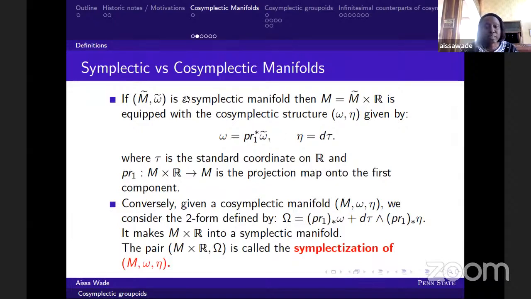So any symplectic manifold gives a cosymplectic one. Conversely, any cosymplectic manifold induces a symplectic structure on M cross R. Okay, so we have here this 2-form omega, which is a symplectic 2-form on M cross R. So this will be called the symplectization of our cosymplectic structure.